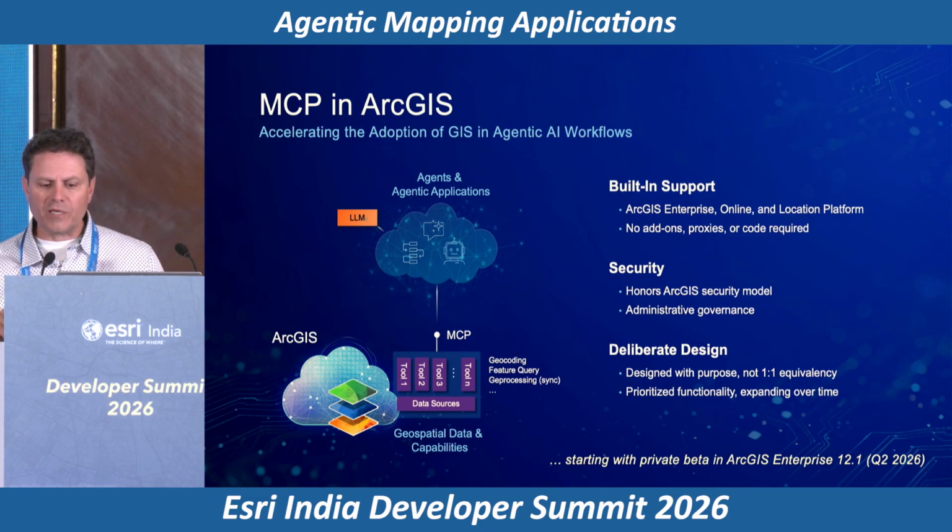So MCP support will be available in ArcGIS Enterprise, in Location Platform, and also in ArcGIS Online. And importantly, it will adhere to the ArcGIS security model that you're already using. It won't use a different one or a new one. It'll have a deliberate design. It'll be engineered from the bottom up to adhere to the MCP protocol. We'll also look to expose certain tools in a very prioritized way.